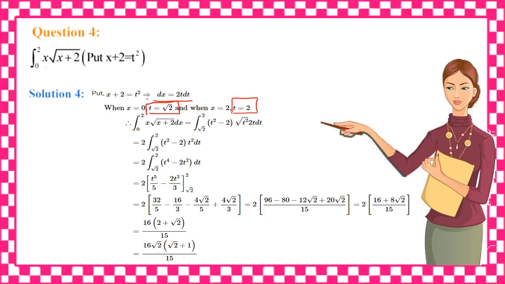What is x? x is t square minus 2. Then under root x plus 2 means under root t square, and then dx. dx is 2t dt. Right? Now the 2 constant goes outside, and root and square cancel, leaving t into t square. Open the bracket, integrate, apply the limits and get the answer.